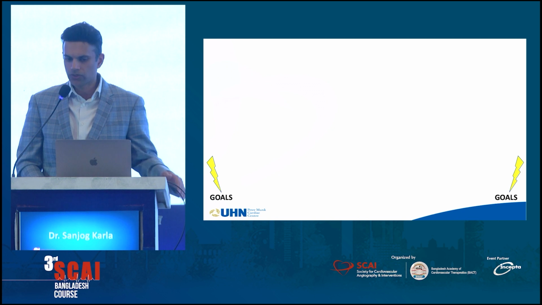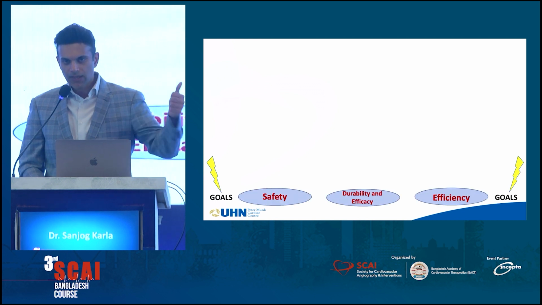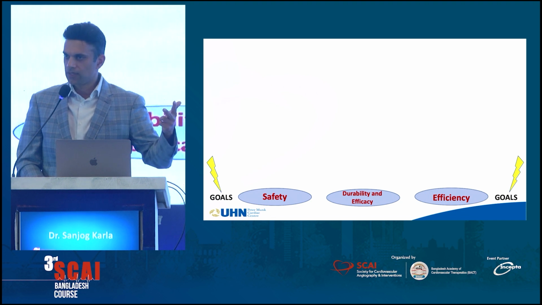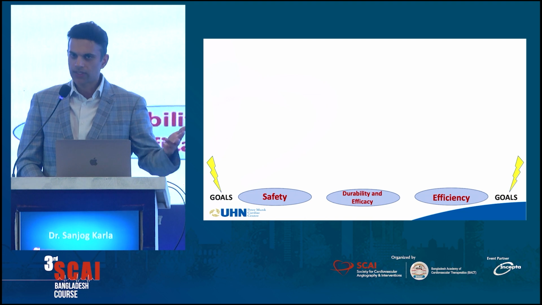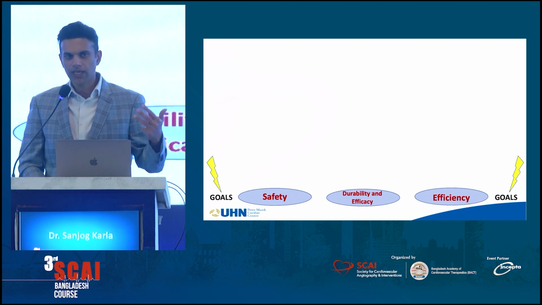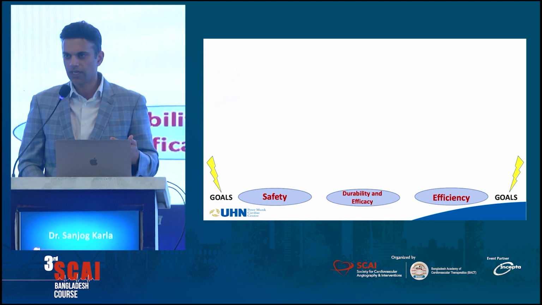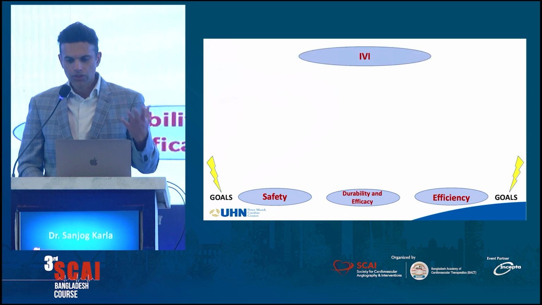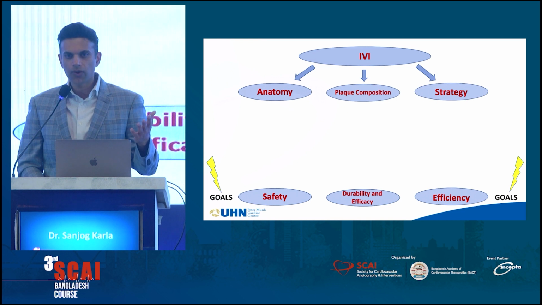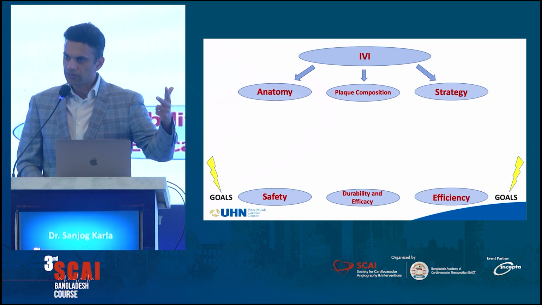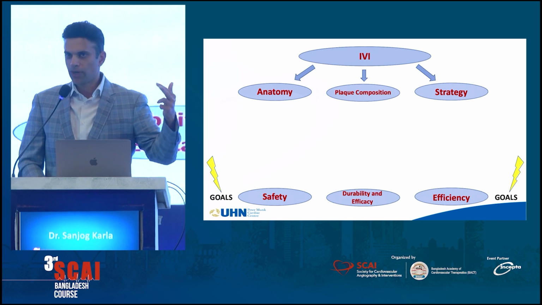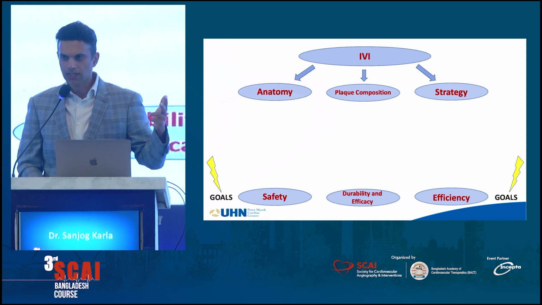Basic things that we try to achieve. Safety, durability and efficiency, and efficacy. That's what we want out of every PCI, whether it's a left main bifurcation or a type A right. So how do we take the tools at our disposal to take us through to these 3 goals? Well, we start with our intravascular imaging, right? Which then will define for us the anatomy, the plaque composition, and the strategy, right? This was the sort of see, prep, treat general idea that we discussed yesterday.